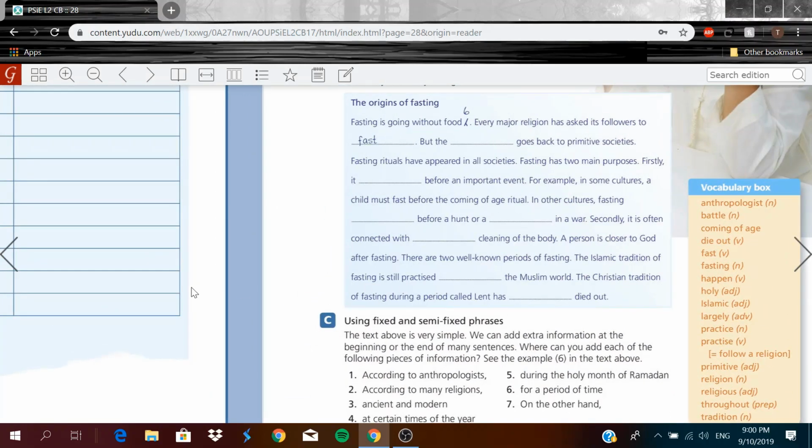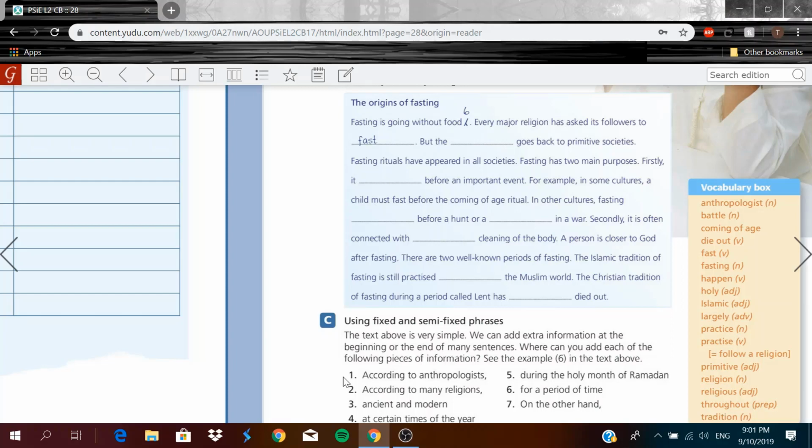So let's start. So fasting is going without food for a period of time. According to anthropologists, see, now it makes a lot of sense, right? According to anthropologists, so that'll be number 1, every major religion has asked its followers to fast. What do you guys think? We can continue this. What do you guys think we should say? That's correct. We can probably say at certain times of the year, right here, number 4. So, according to anthropologists, every major religion has asked its followers to fast at certain times of the year.